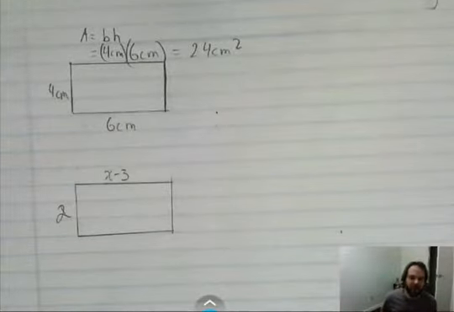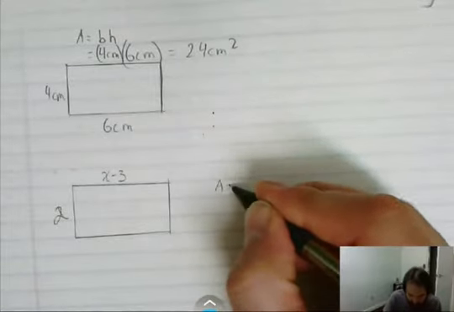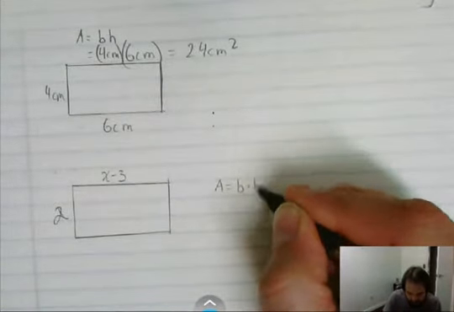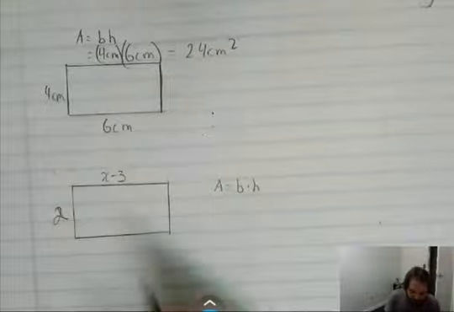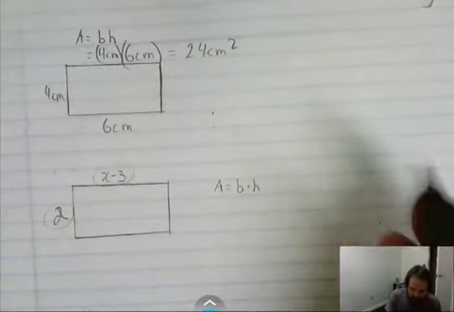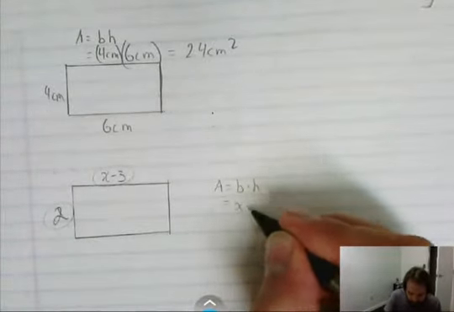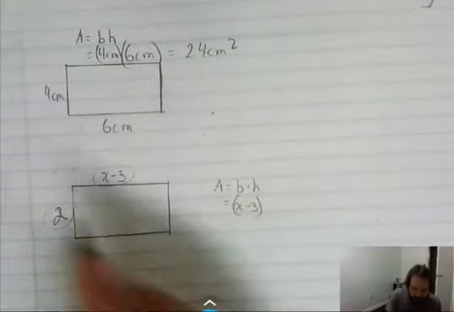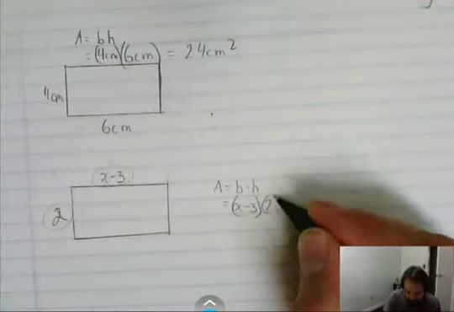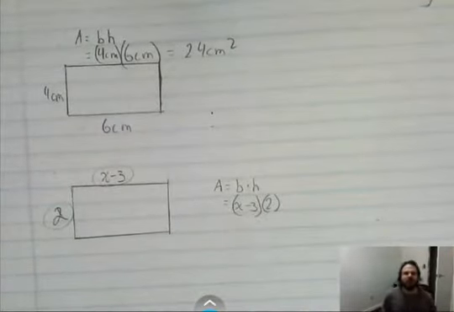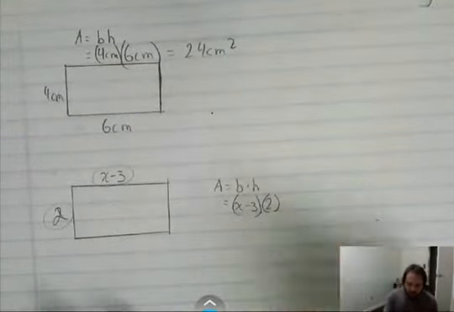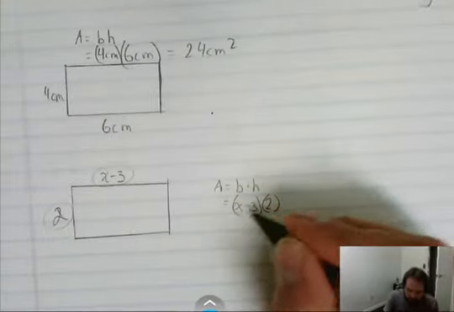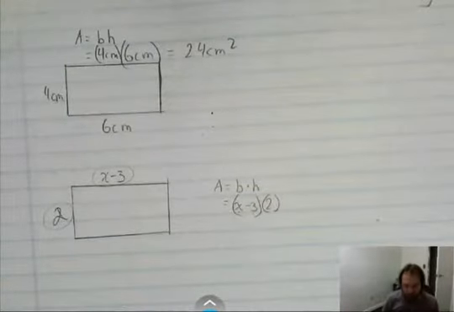Well, we looked at that before, and we said, well, area is equal to base times height. Okay, now I look at this, we have a base, x minus 3, and we have a height of 2. Okay, now if we remember from before, we must use something called the distributive property. So this 2 must be multiplied by both terms in my polynomial.